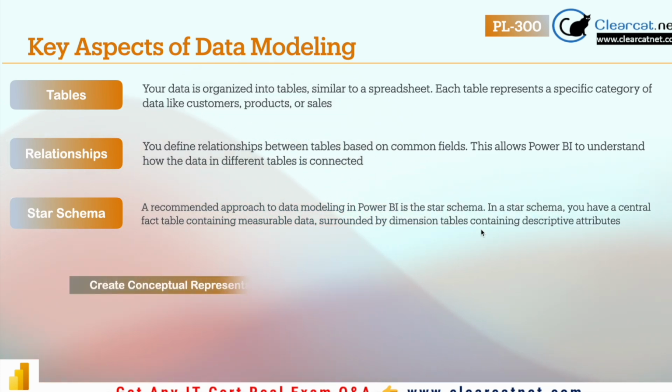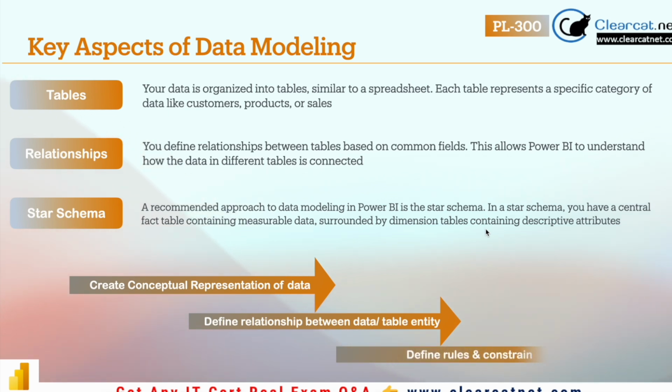A few activities we perform while doing data modeling are creating a conceptual representation of data, defining relationships between data table entities, and defining rules and constraints. Rules and constraints are also a very important thing because we are going to create some default values of primary key, foreign key kind of thing.